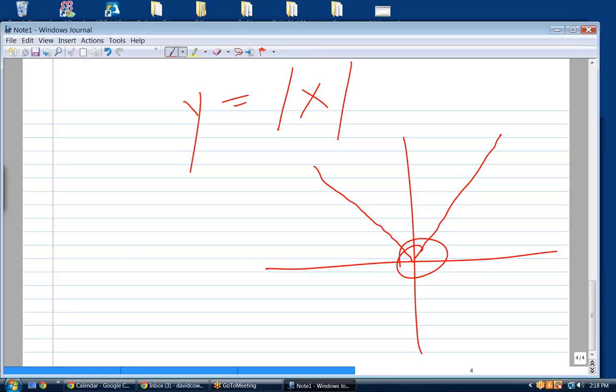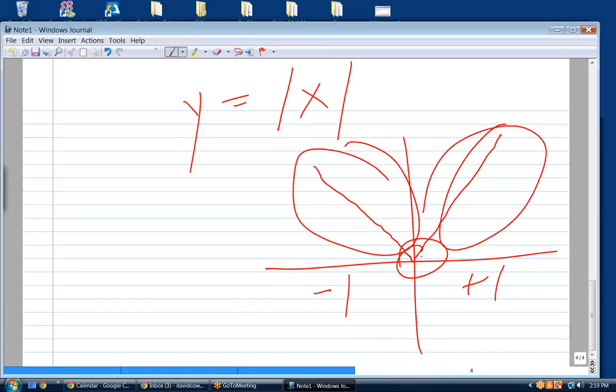The only thing I can do is differentiate this and come up with -1 between negative infinity and 0, and +1 between 0 and positive infinity. And that's the slope. Slope's -1 there, +1 there.